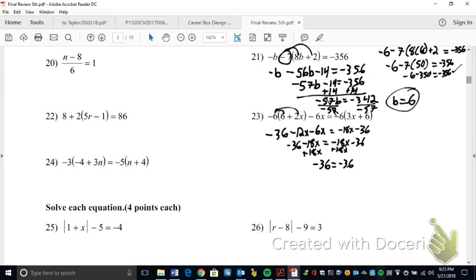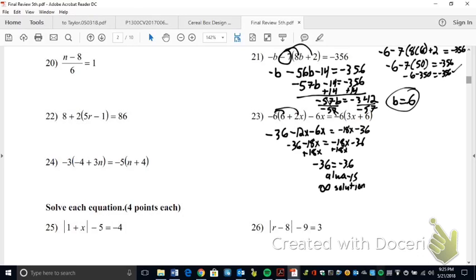So what we want to ask ourselves is, when is that true? When does negative 36 equal negative 36? Well, always. If I had solved for x, if I had added 36 to both sides and then divided by a negative 18, I'd end up with x equals x. When does x equal x? All the time. So we say that this has an infinite number of solutions.